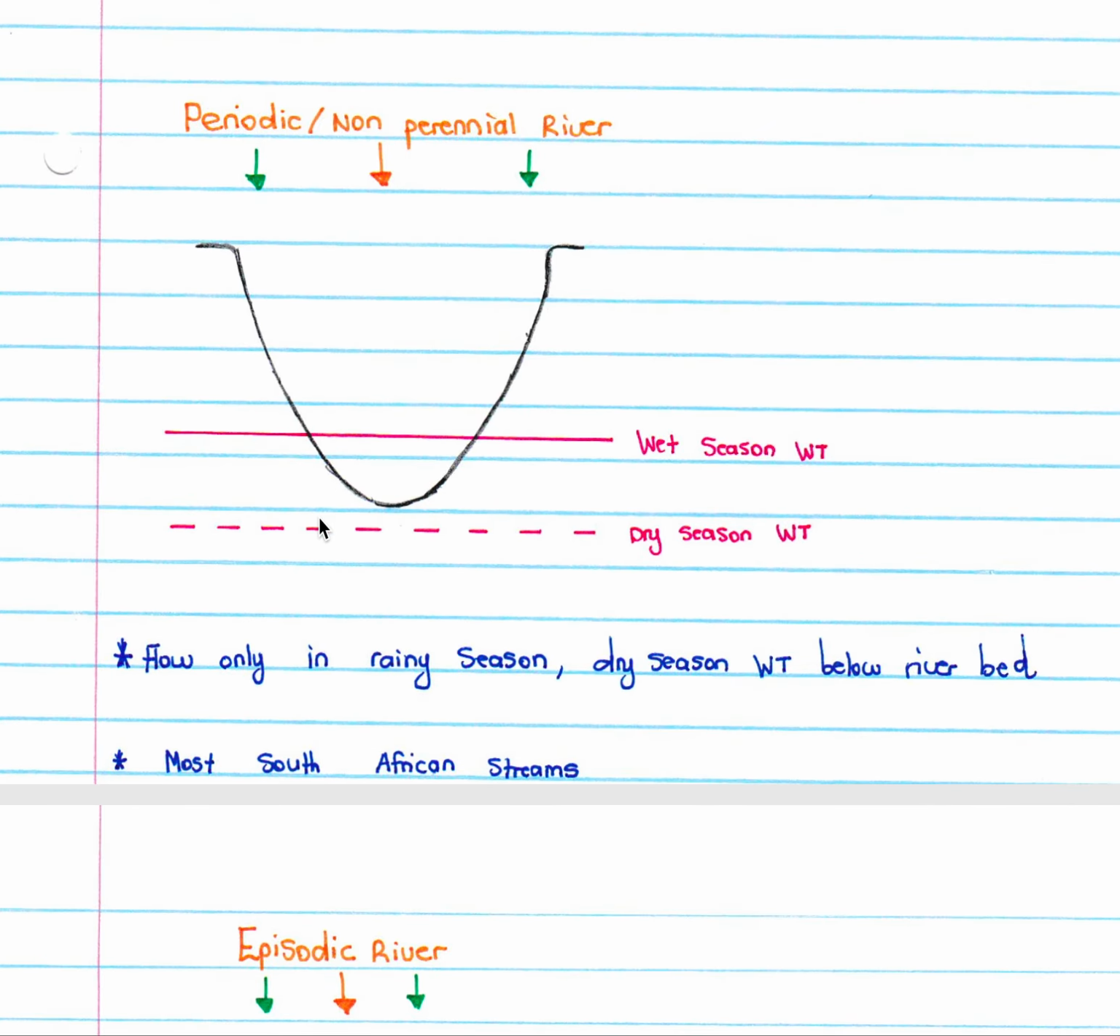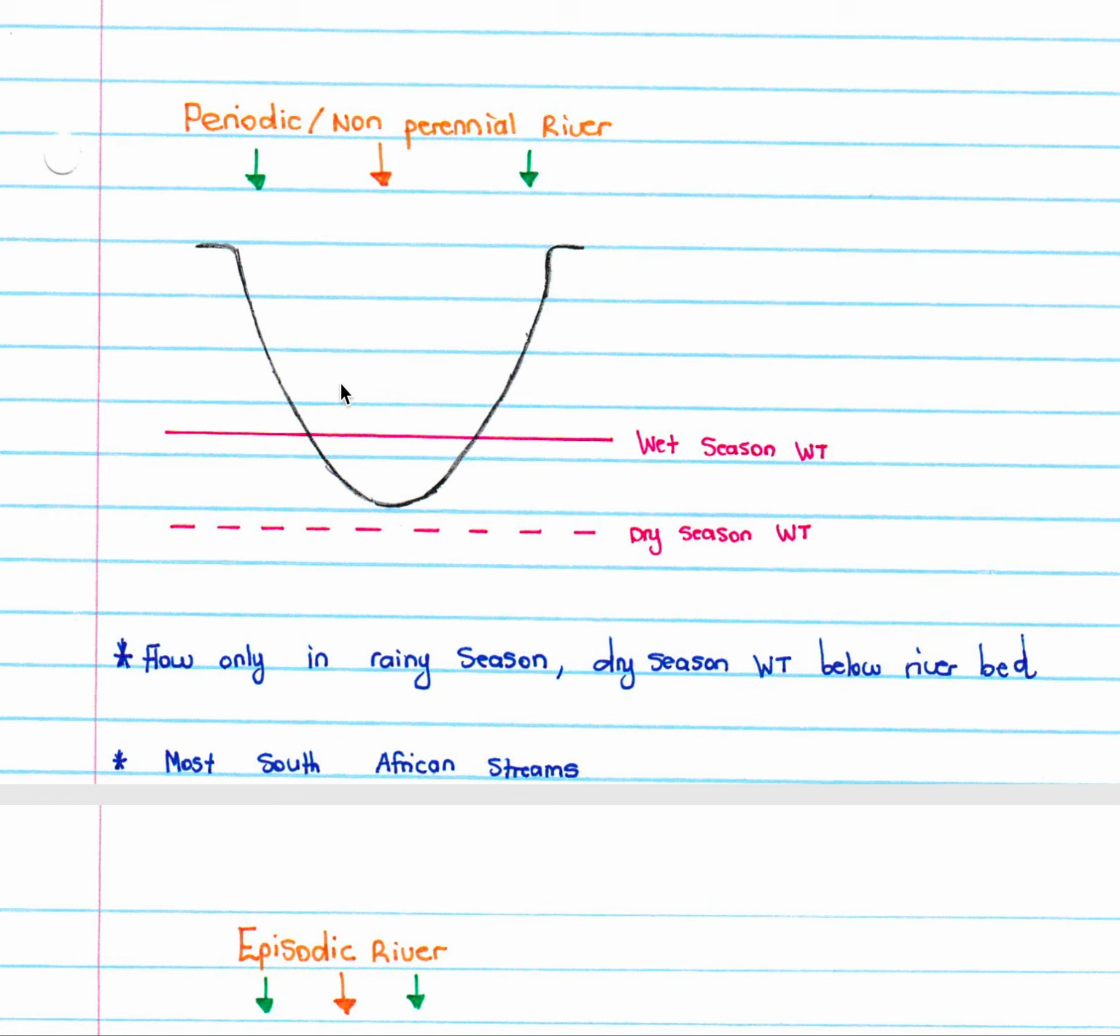Now, if we look at periodic or non-perennial rivers, these are ones which flow only in the rainy season. During the dry season, the water table is below the riverbed. If we look at the diagram, we can clearly see that the wet season water table is above the riverbed, and therefore it would receive base flow during the wet season and flow, whereas in the dry season, the water table is below the riverbed, and therefore it will receive no base flow and it will not flow during the dry season.